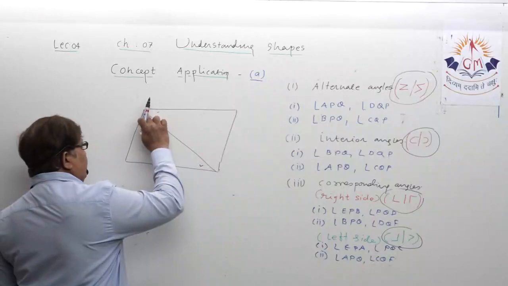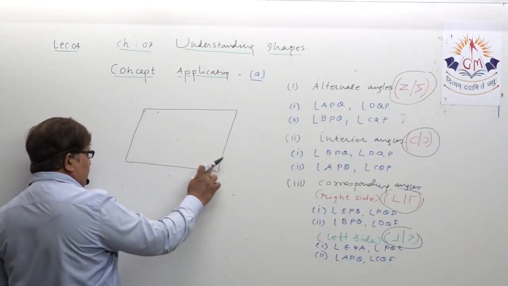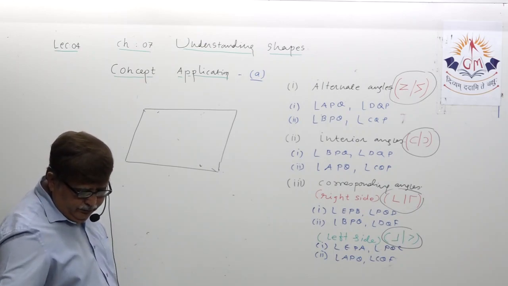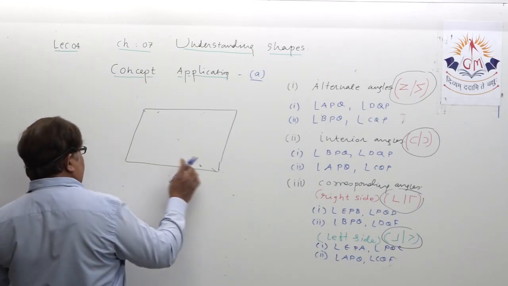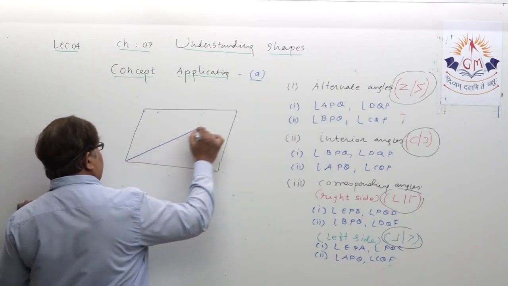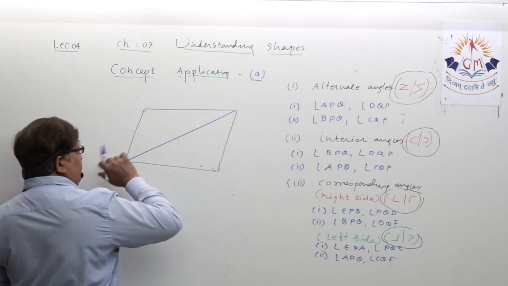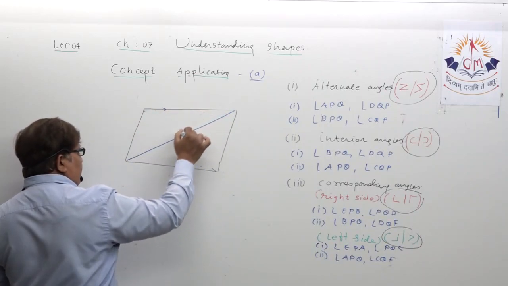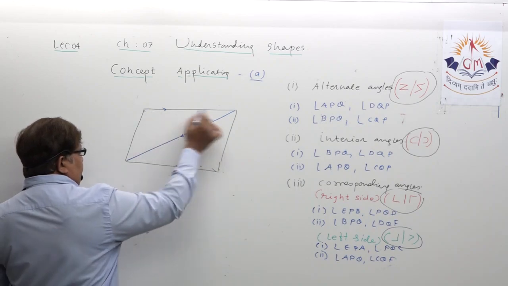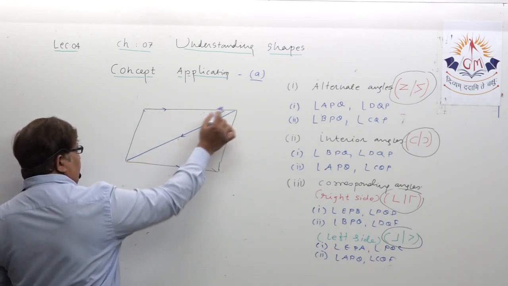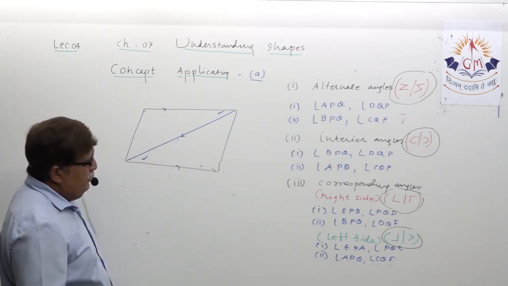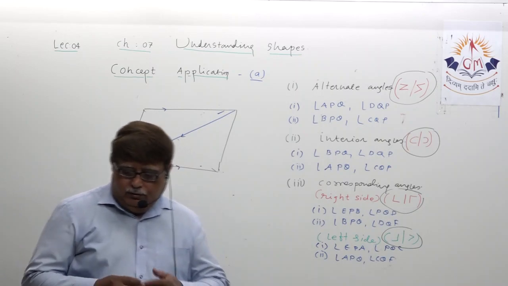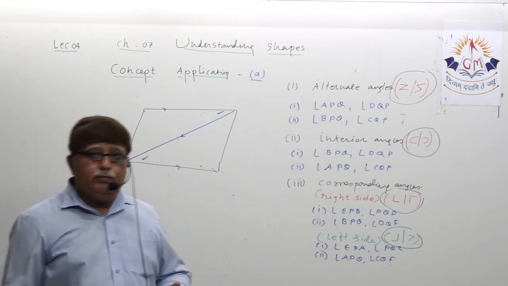Suppose instead of this diagonal, I draw another diagonal this way. Now are you able to see the Z shape? Start thinking. Roll your pen this way, this way. See this. Are you able to get it? These two are a pair of alternate angles. So this is the way the concept is going to help you.